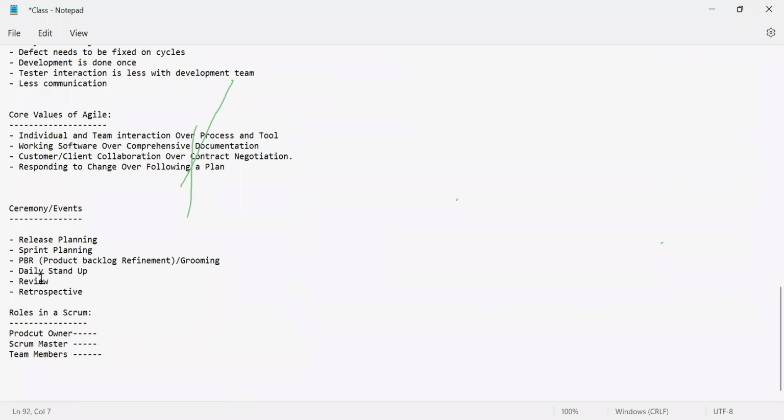What did you work on yesterday? What will you be working on today? And if there are any impediments. These 3 questions need to be answered by each and every team member. It is time boxed to 15 minutes. It should not exceed more than 15 minutes. Okay.